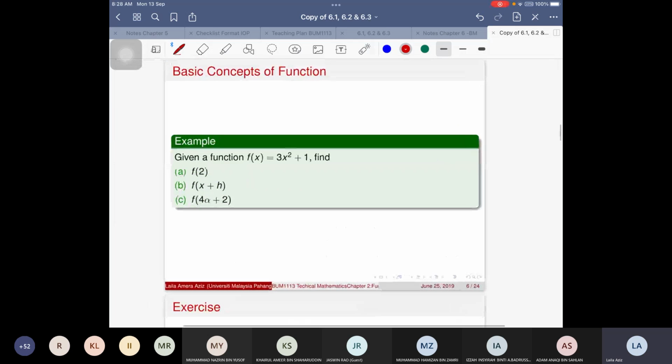Okay, ni adalah basic konsep function. Tapi sama macam saya cerita sebelum ni lah. So function ni dia boleh ada pelbagai variable. So bila kita pakai variable yang berbeza, kita hanya ganti belah kanan saja.